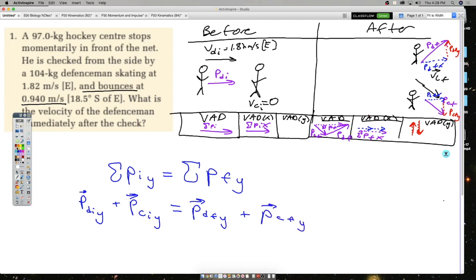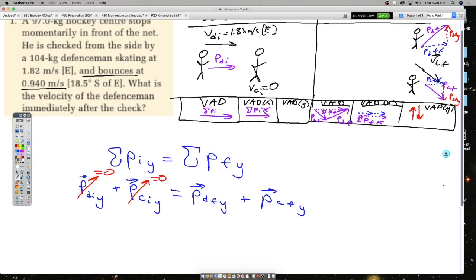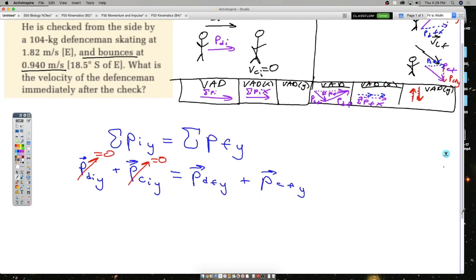Okay, now here's what's nice. From our diagram, right, draw the diagram and think about it, it's all in the x-axis. So even though the defenseman has some momentum, he doesn't have any in the y-axis, so that's 0. Of course, the center doesn't have any momentum in the y-axis. He's not even moving, okay? And then look at this. Remember what I always say, let the math tell you what you know to be physically true. That's a good feeling when it checks out with your intuition about the problem.